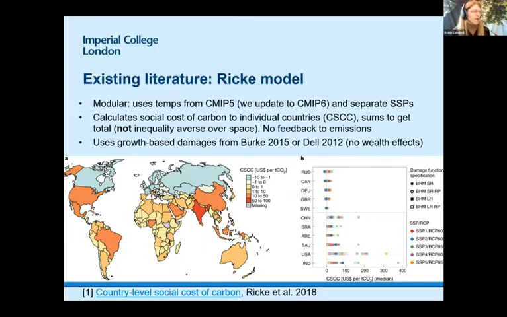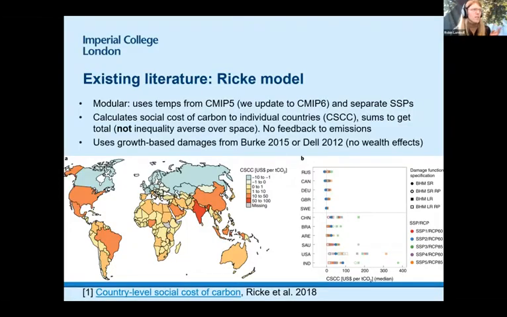In this model, you have a modular system, so the temperature results are taken straight from CMIP5, although I've done some updates to CMIP6. You then have the separate SSP pathways, and then there's a damage function. The damage function does not feed back to the SSP emissions. So in this case, you've got simpler modular things, and you can swap in and out damage functions. It calculates inequality over time for each individual country. So each country is not optimizing, but they're looking at trying to do the best for their citizens, while being indifferent to other countries' citizens.